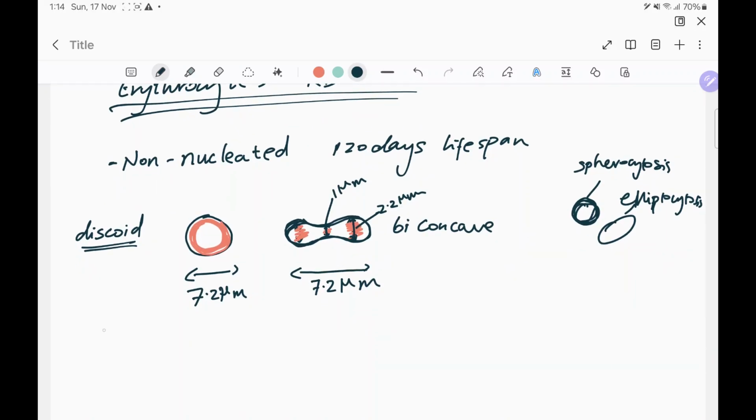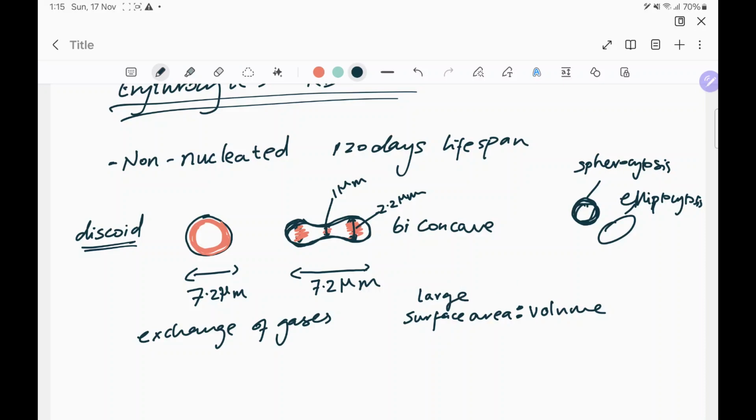This shape is very, very efficient in allowing for the exchange of gases. It allows gases to exchange very successfully because the ratio of the surface area through which the exchange happens to the volume, which holds the hemoglobin, is the best. It's really high, so it gives a large surface area to volume ratio. This allows for efficient exchange of gases across the membrane, so you can transport your O2 and your CO2.